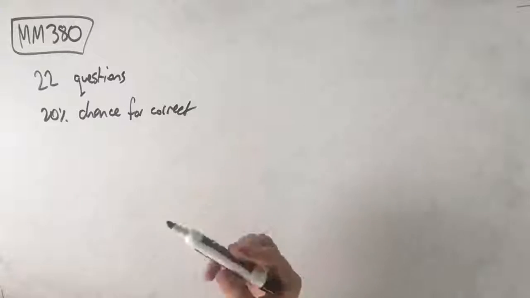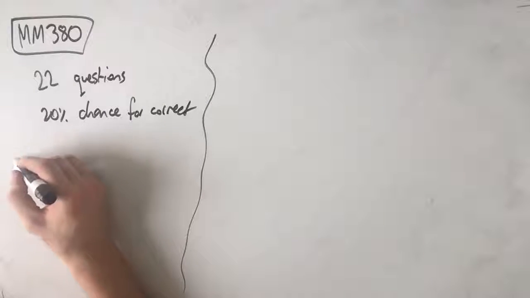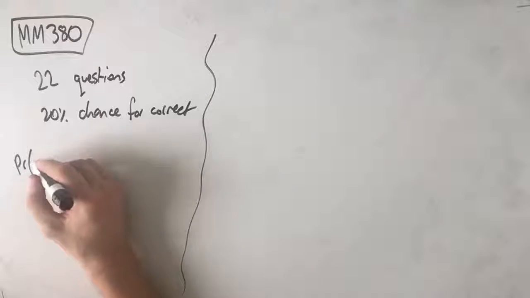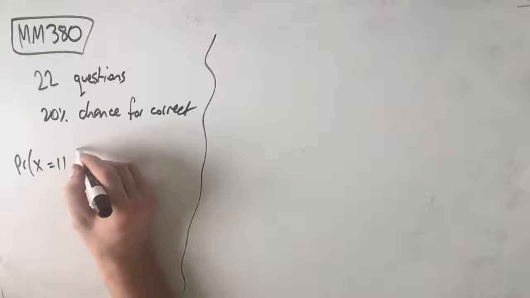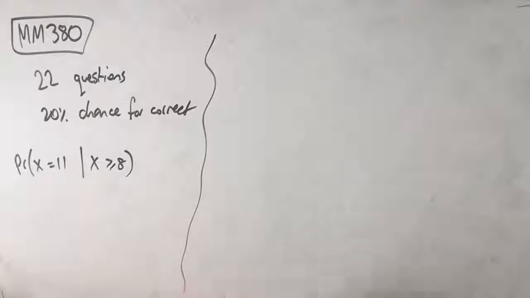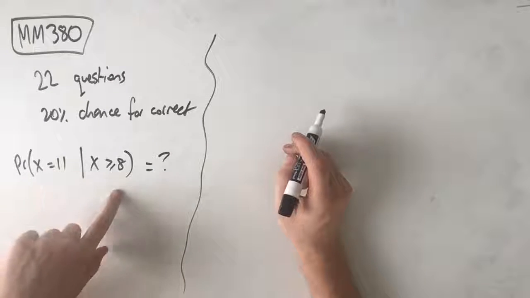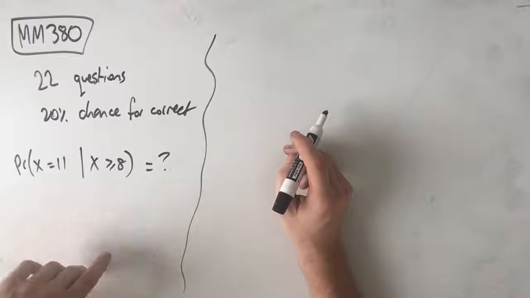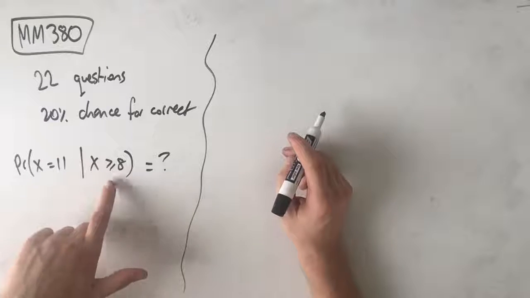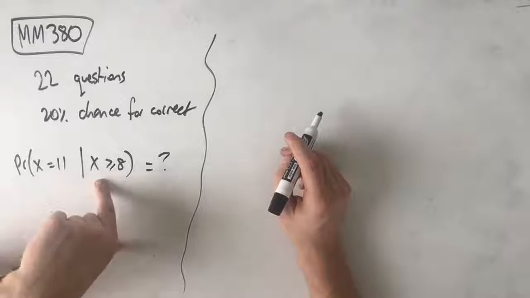Alright, awesome. So what we're actually looking for is the probability that he got exactly 11 answers, given that he got at least 8 correct answers. Even though the given is first, it says given that he got at least 8 correct answers, that's still our given. So it's like, what's the probability that he got exactly 11, given that he got at least 8?